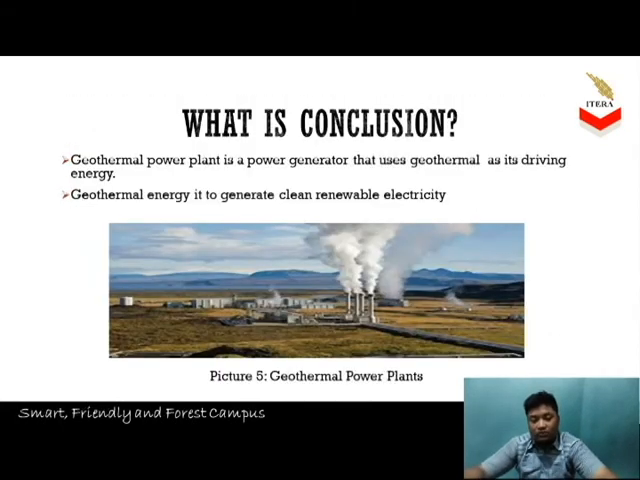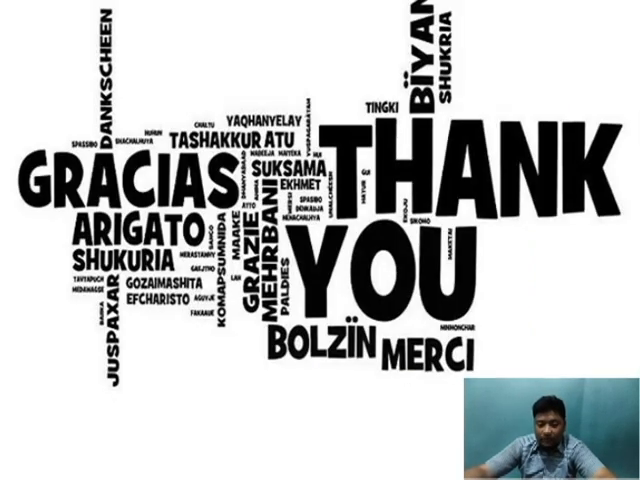Finally, what is the conclusion? Geothermal power plant is a power generator that uses geothermal as its driving energy. Geothermal energy is used to generate clean renewable electricity.